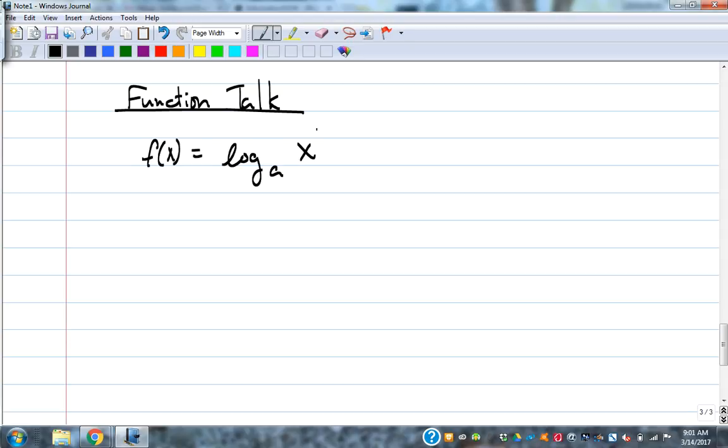All right. Here we go with the function part. f of x is equal to log base a of x.